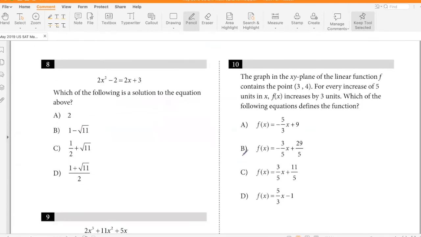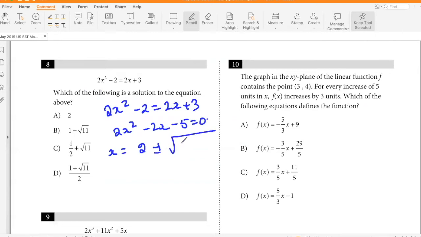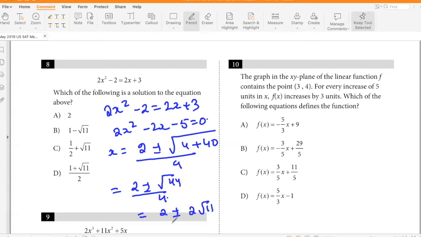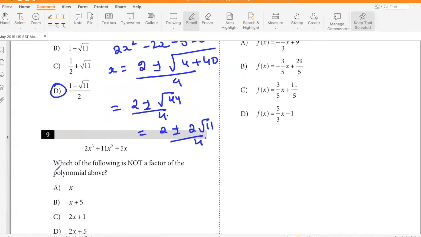Which of the following is a solution to the equation above? 2x square minus 2 is 2x plus 3. So 2x square minus 2x minus 5 is 0. So x is 2 plus minus root of (4 plus 40) by 4. So that's 2 plus minus root 44 by 4. So that's 2 plus minus 2 root 11 by 4. So that's 1 plus minus root 11 by 2. So 1 plus root 11 by 2, D.